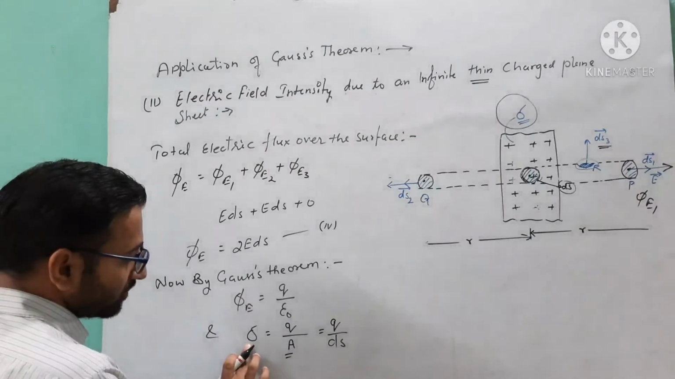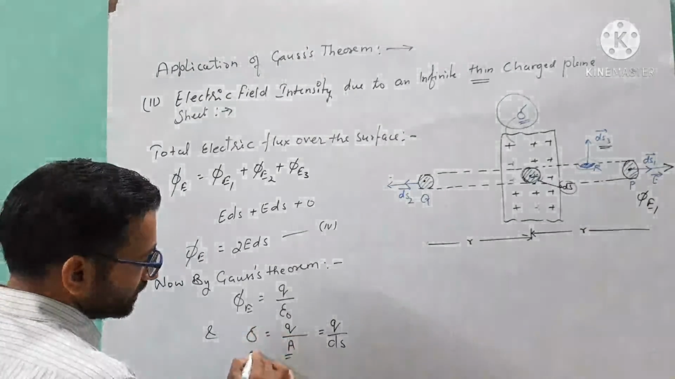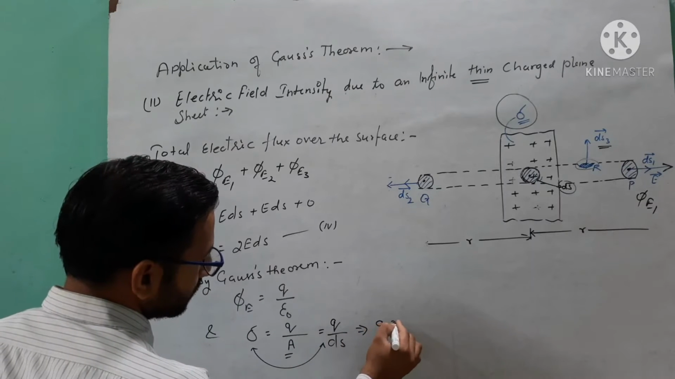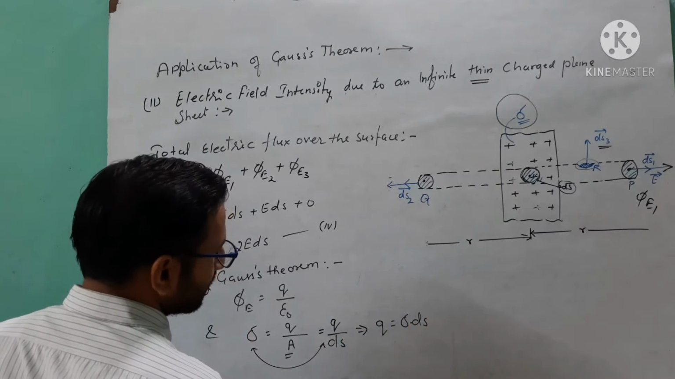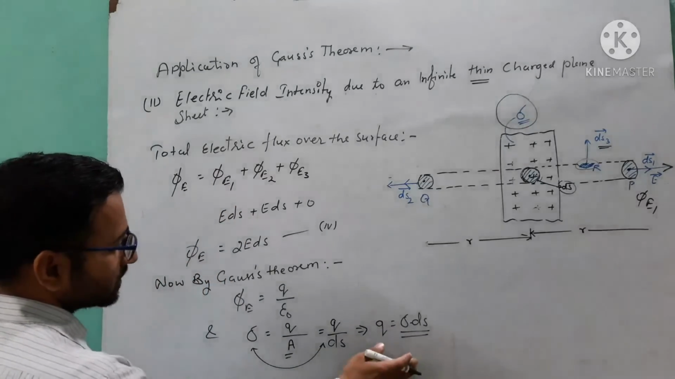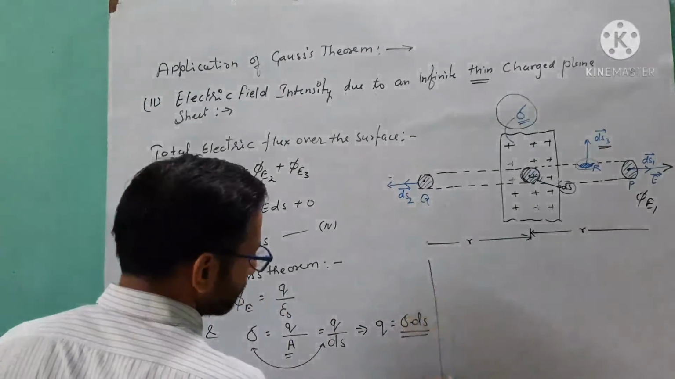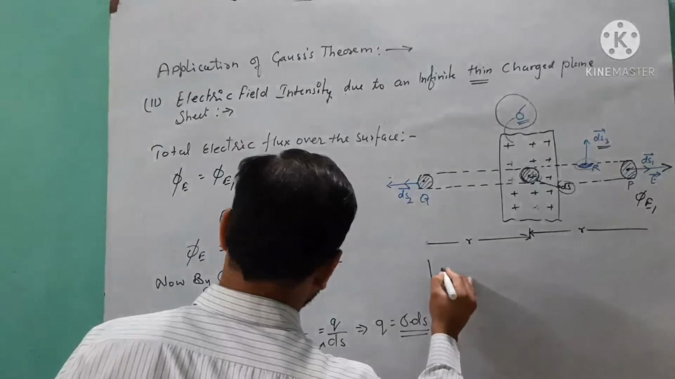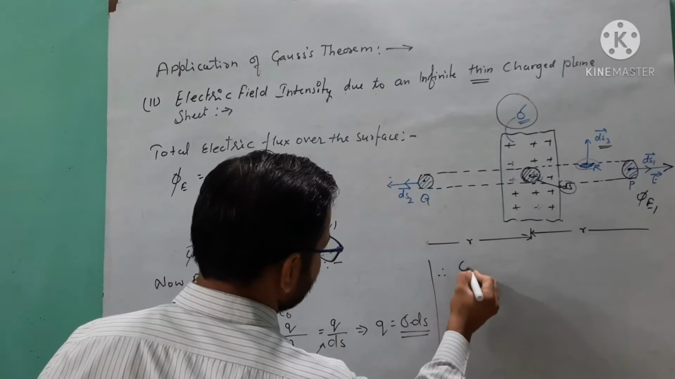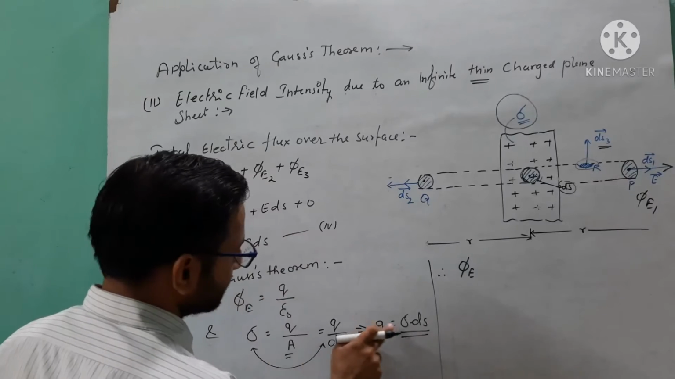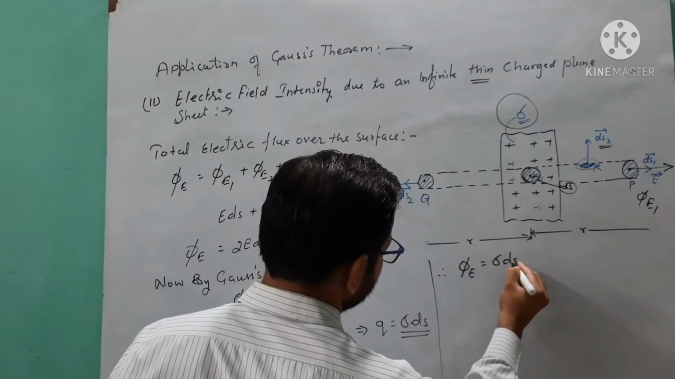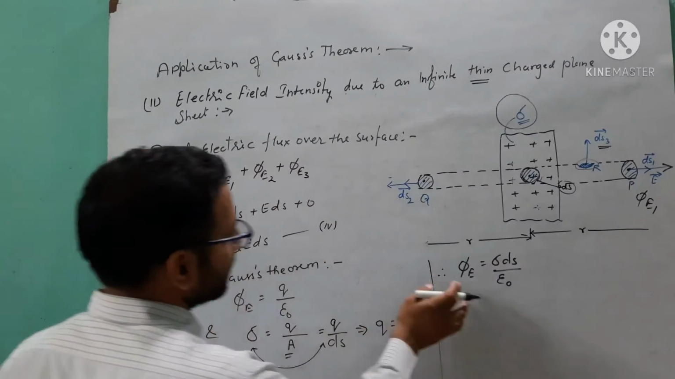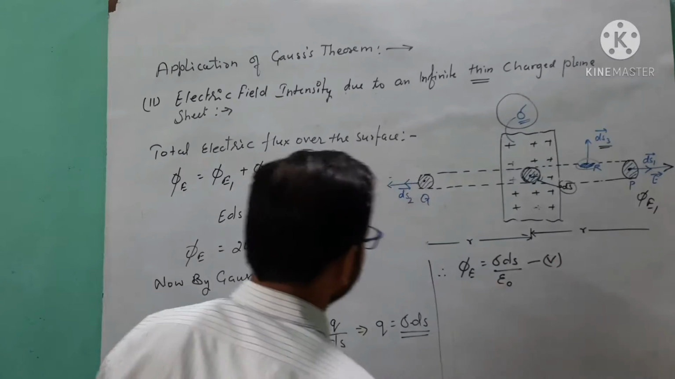So we will transform this sigma formula in this way: sigma is equal to q over ds, or you can write here q is equal to sigma into ds. Now this formula you will substitute in this equation, in which you will get the value of phi. Now see what comes after it. So therefore phi E can be written as, in place of q you will write sigma ds over epsilon naught. Got it? Now you can compare equation 4 and 5.